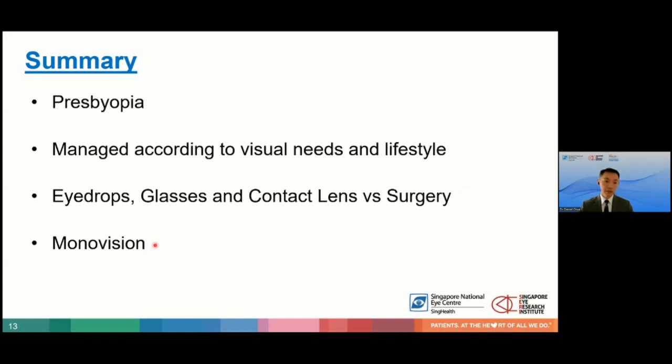And lastly, patients who have monovision, where they have the dominant eye for distance and the non-dominant eye for near, tend to do a lot better. That means they might not need glasses as much. If someone is not monovision already, they can actually try monovision and see how well they take to this treatment strategy via the use of glasses and contact lens.